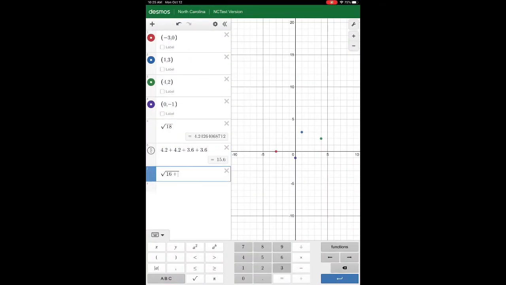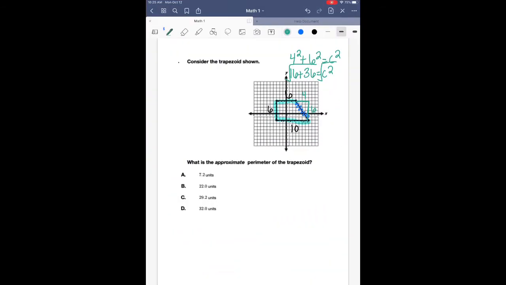So we have the square root of 16 plus 36, and that gives me 7.2. So that c value is 7.2. So we would need to add up 6 plus 6 plus 10 plus 7.2. So we have 12 plus 10 is going to give me 22, and then 22 plus 7.2 is going to give me 29.2.